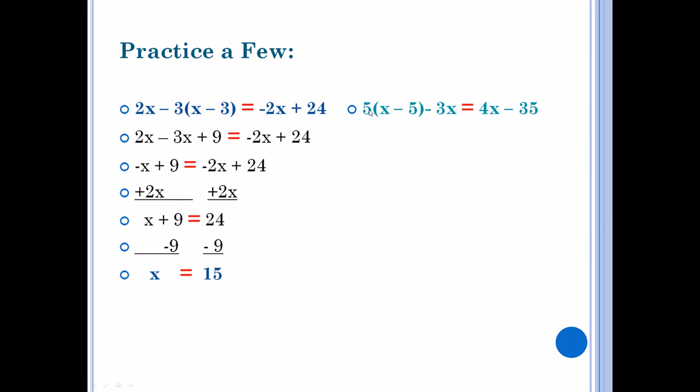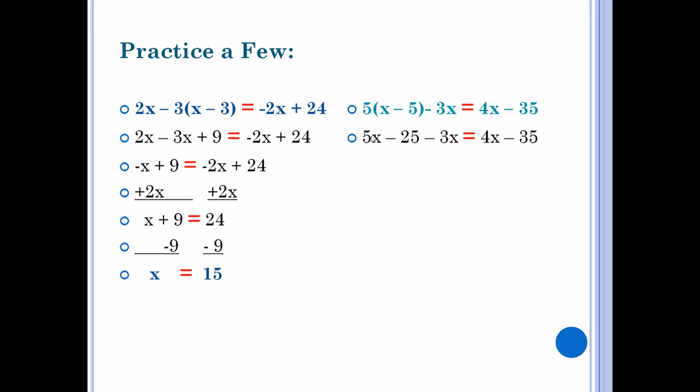Did you do the distributive property first? We had to clean up the left. Okay, so 5 times 1x is 5x. 5 times negative 5 is negative 25, and then we had that negative 3x. And you just ignored this side, just left it alone, just kept writing it down.